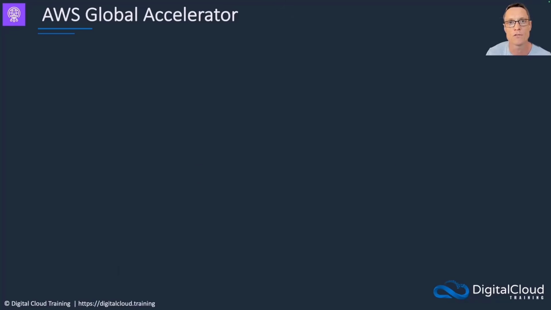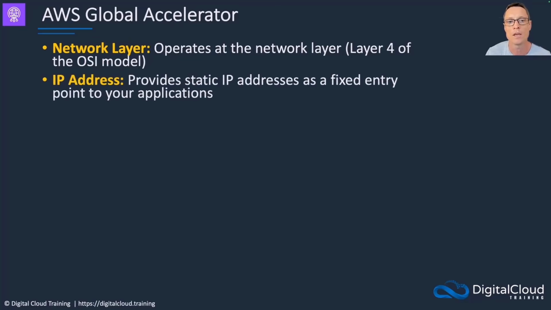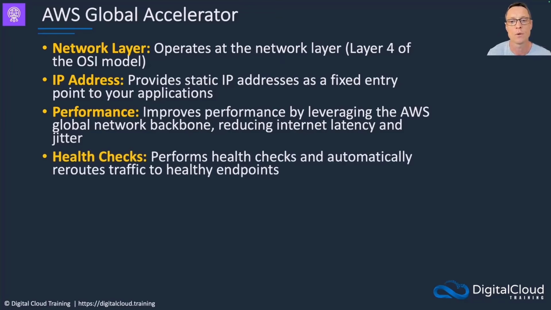Now let's cover a few features of Global Accelerator. At the network layer, it operates at layer 4 of the OSI model. It uses static IP addresses as a fixed entry point to your applications. Those are those Anycast IP addresses. From a performance perspective, again, we're improving performance by leveraging the AWS global network. So we don't have to rely on the internet, which we don't control, and we're not sure of what the latency is going to be like, and it can vary quite a lot. It uses health checks, so it will use health checks to automatically reroute traffic if an optimal endpoint becomes unhealthy.